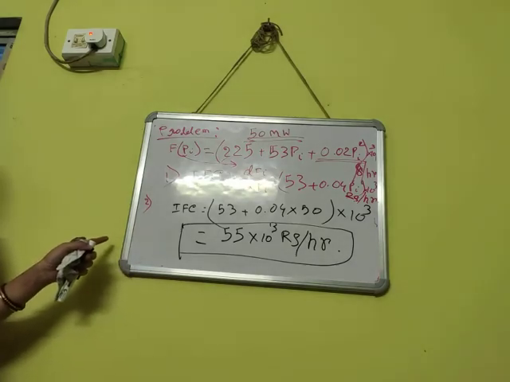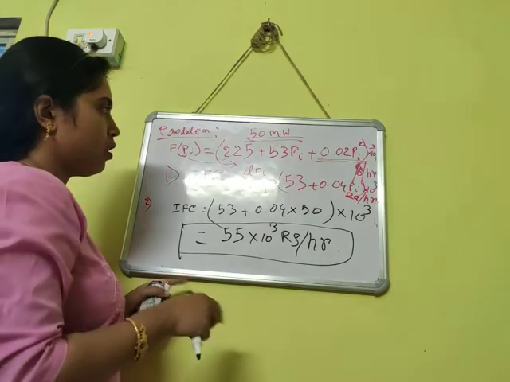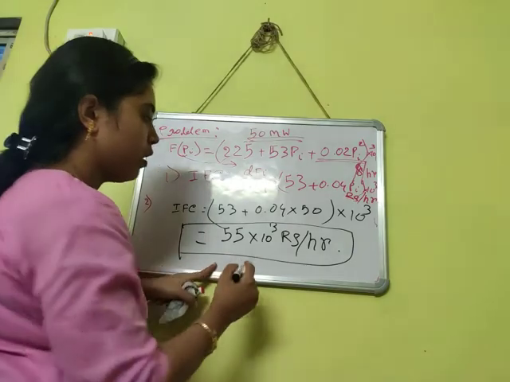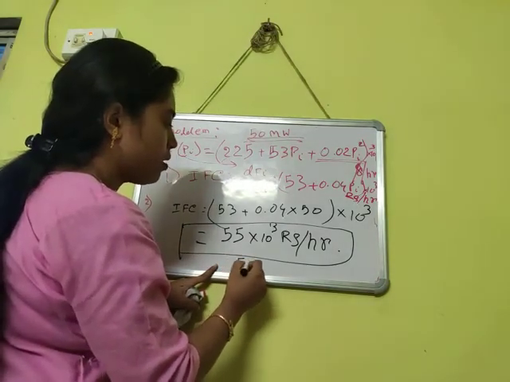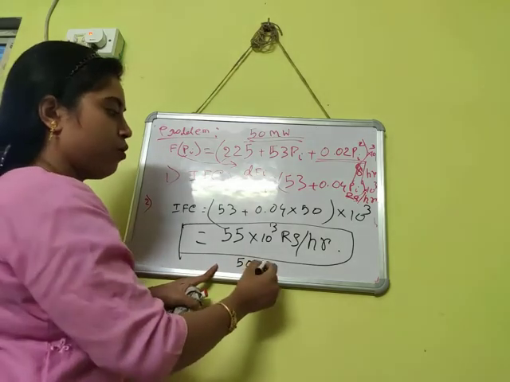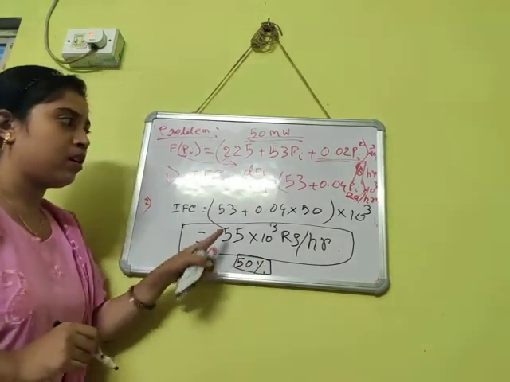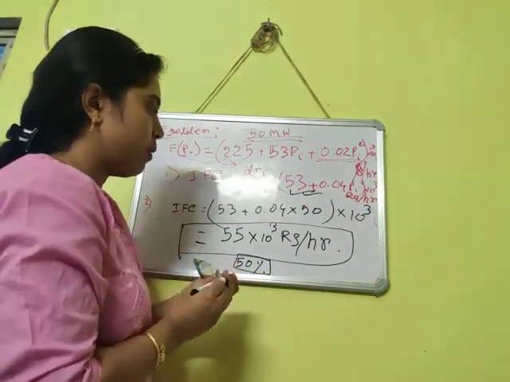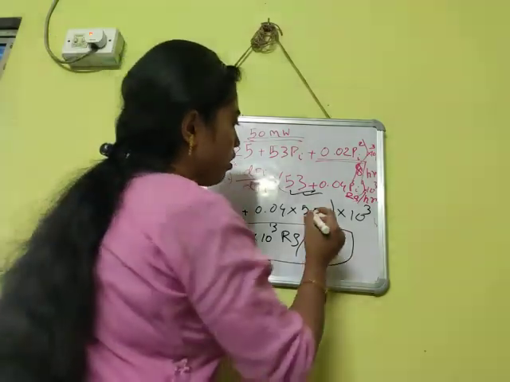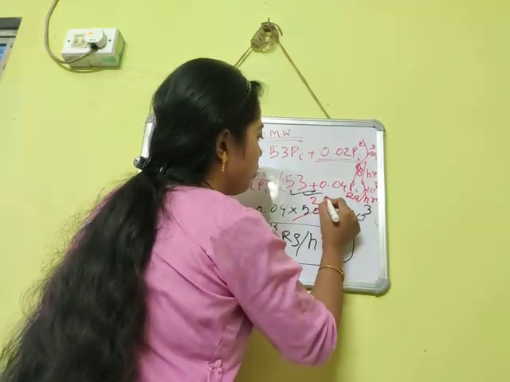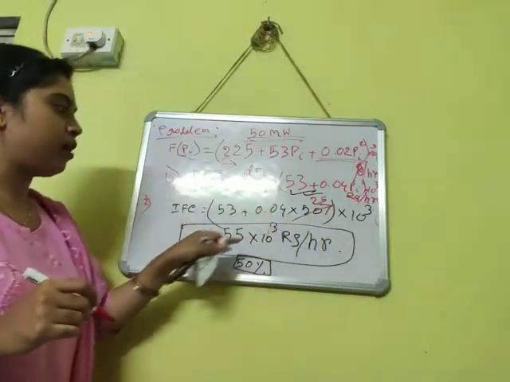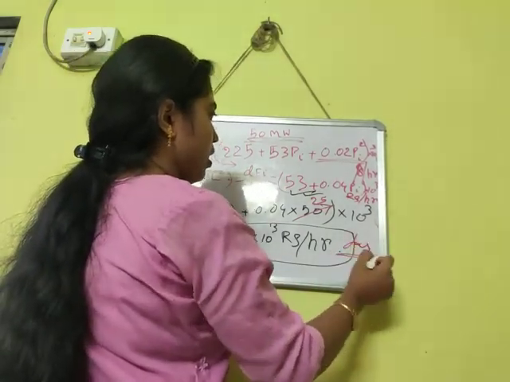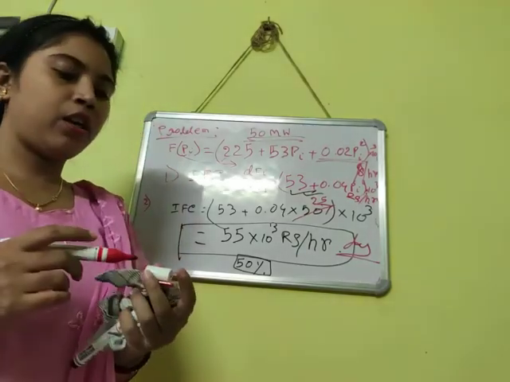Now suppose in your question, you are asked to find out the incremental fuel cost when 50% loading is applied. Same thing you have to find out. Already you got that one. That's why 50% means in place of 50, here put 25. And after multiplication, we will get the answer. Okay. This one is the answer. Okay. Thank you. Thank you all.